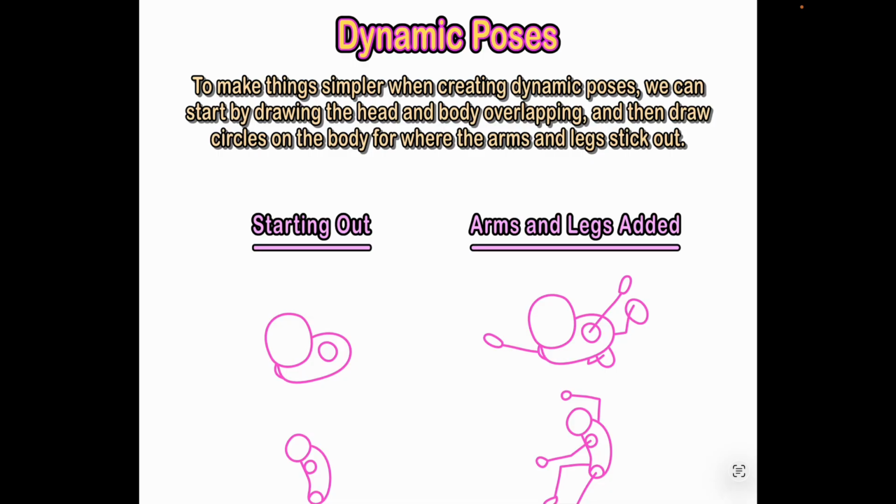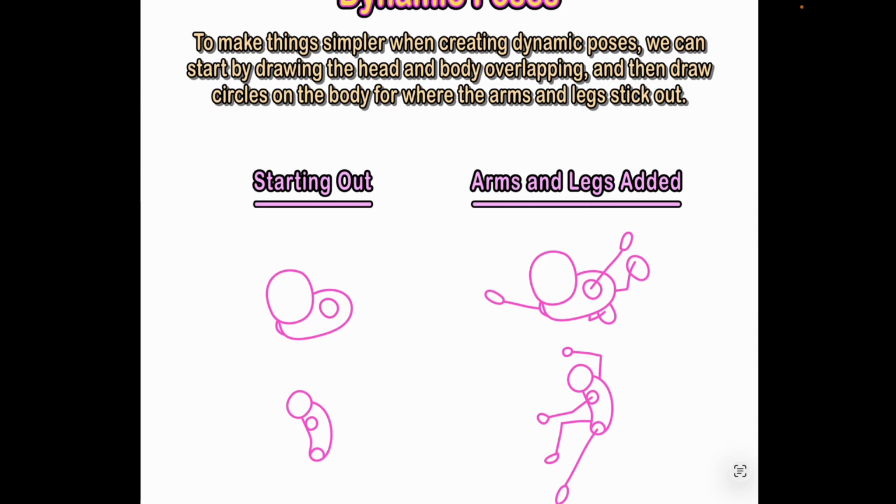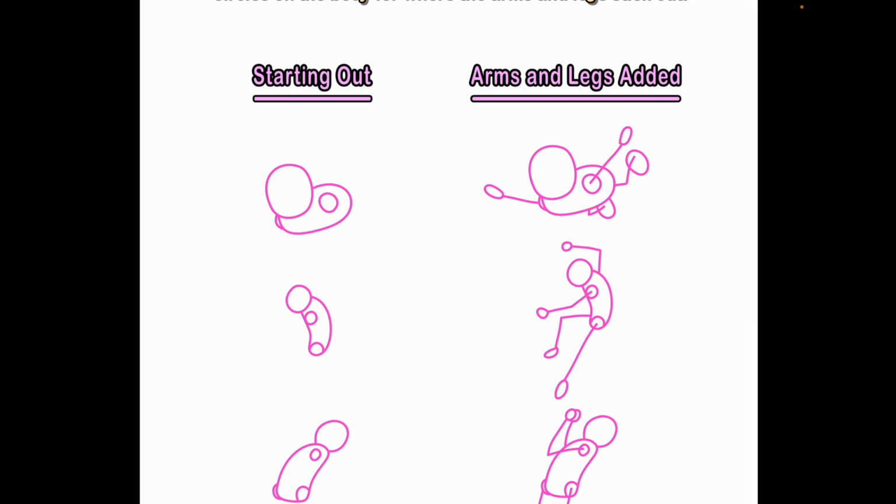Dynamic poses. To make things simpler when creating dynamic poses, we can start by drawing the head and body overlapping, and then draw circles on the body for where the arms and legs stick out. Okay, so here are some examples.